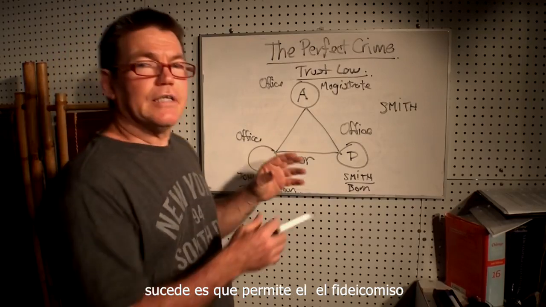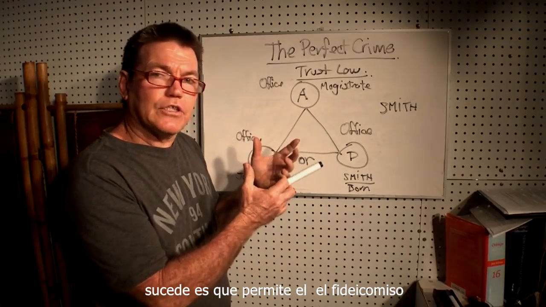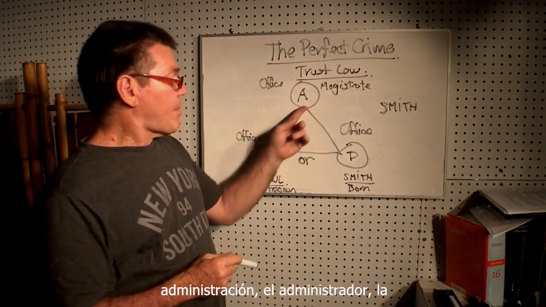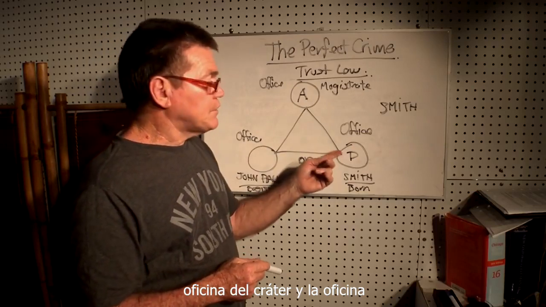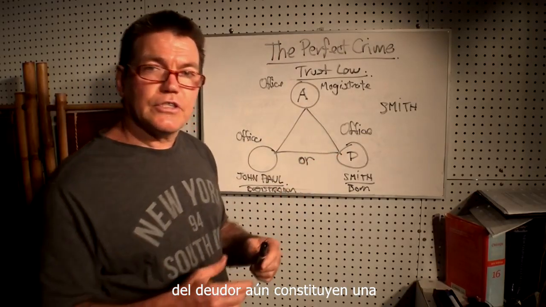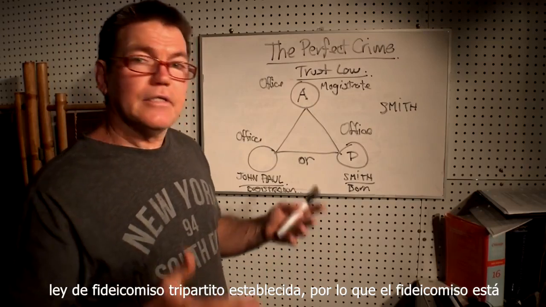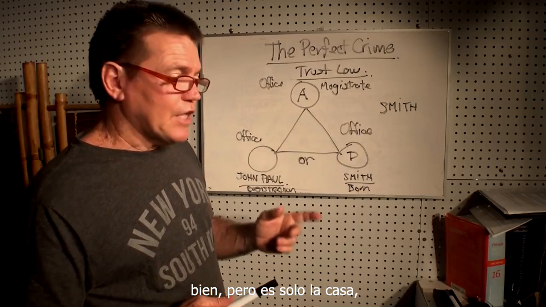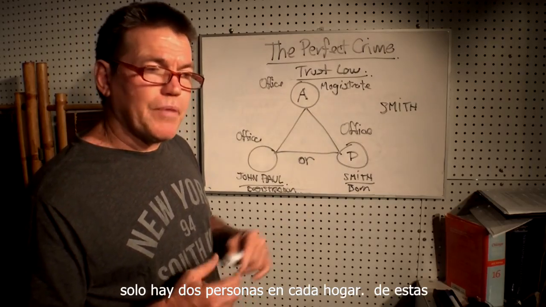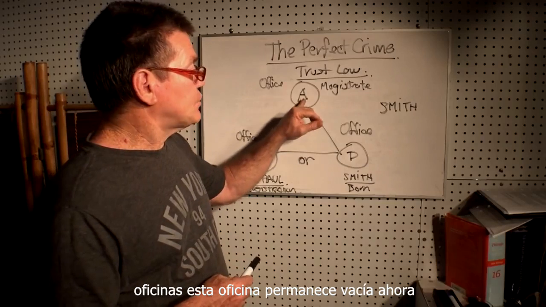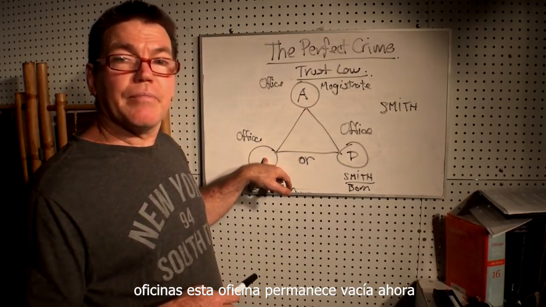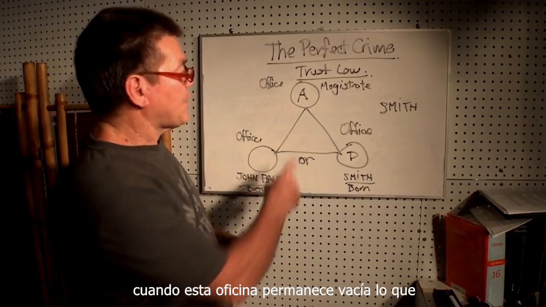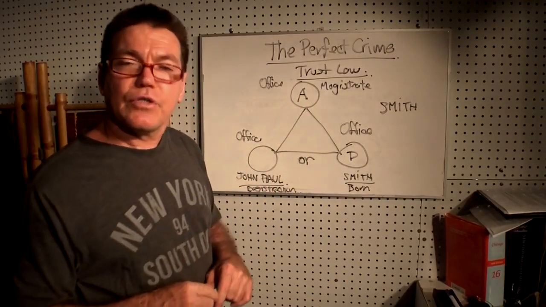So what happens is that allows the trust to still work, because the office of administration, the administrator, the office of the creditor and the office of the debtor still constitutes a three-party trust law setup. So the trust is fine, but there's only two people at home in each of these offices. This office remains empty.